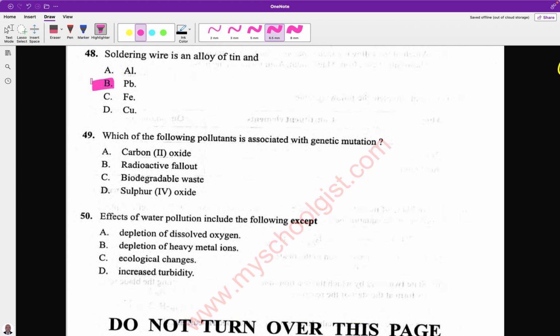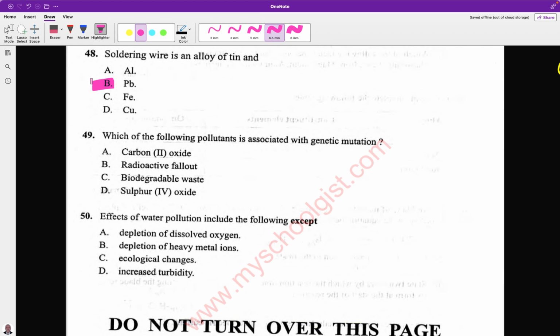Question number 49. Which of the following pollutants is associated with genetic mutation? There are pollutants that can result from war, from environmental degradation, and others from industrial activities. So which of the following pollutants is associated with genetic mutation?